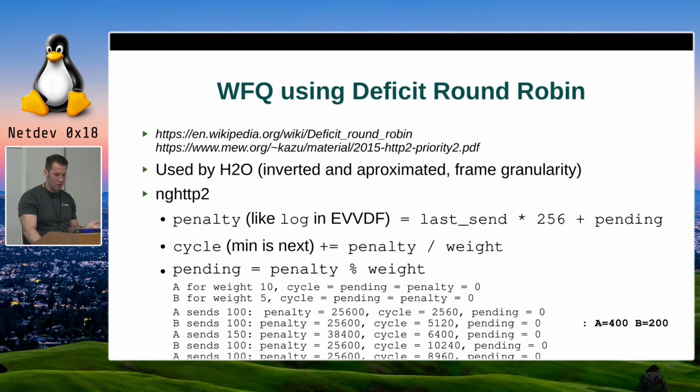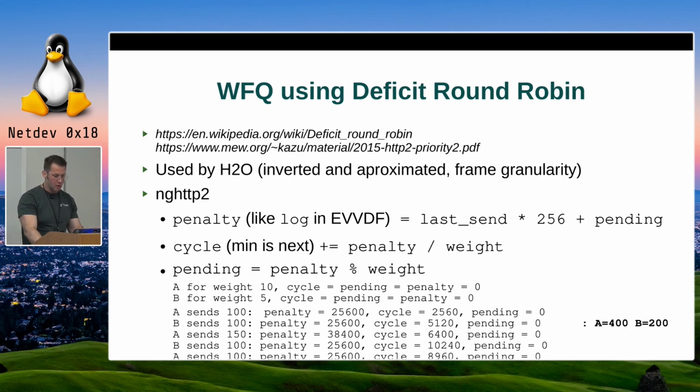H2O doesn't use penalty, and it works only on frame granularity. It means that it uses the current stream to send, packs the whole frame, and doesn't care how much was actually sent by each of the streams. So it works on the frame granularity, not the bytes granularity.